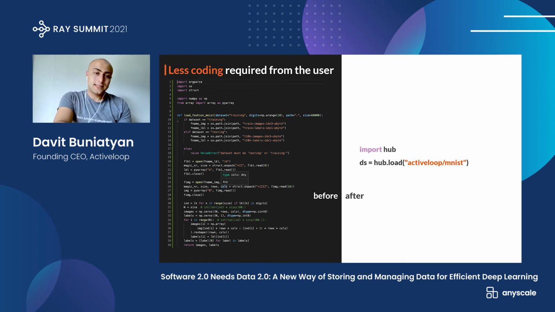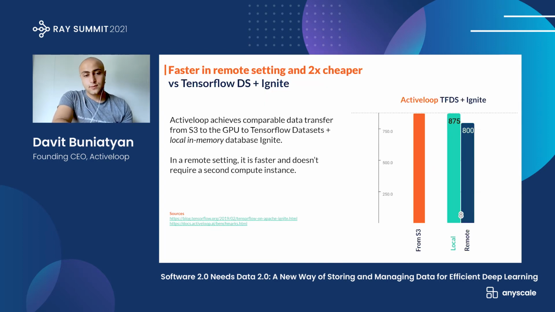More than that, besides just simplicity or ease of use, we also focus on performance. We compared ourselves with TensorFlow Datasets plus an Ignite server. TensorFlow Datasets is a way to load datasets, and Ignite keeps the dataset in memory in a cluster. They ran the benchmarks with Ignite on the same machine in memory, and you can achieve about 875 megabytes per second to TensorFlow on the GPU.